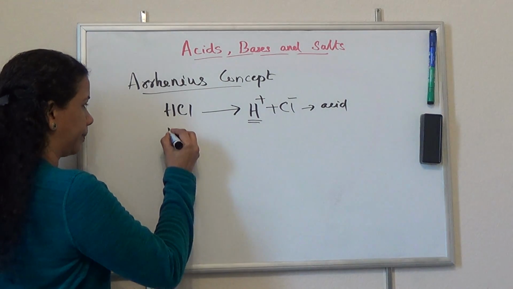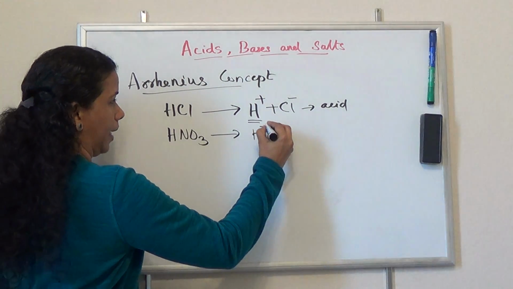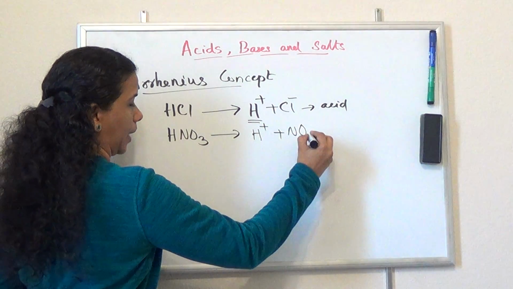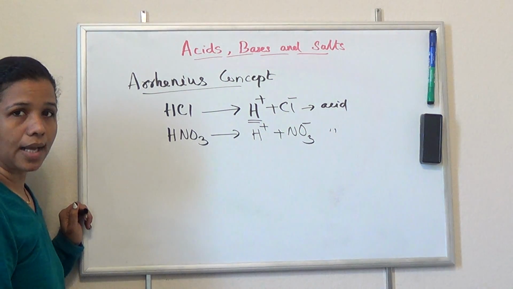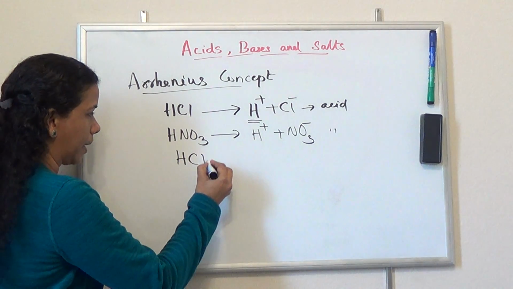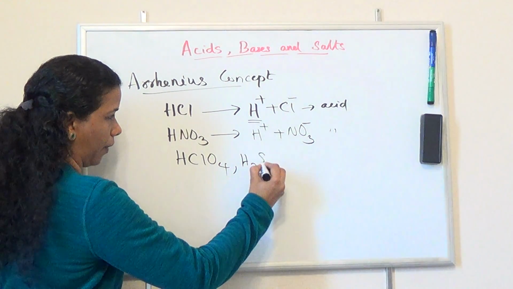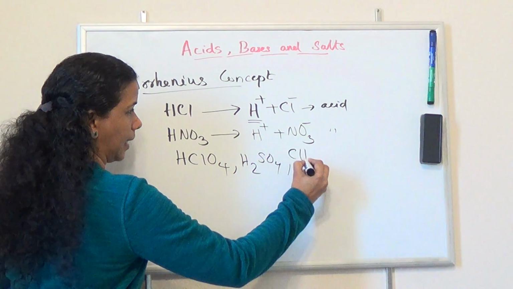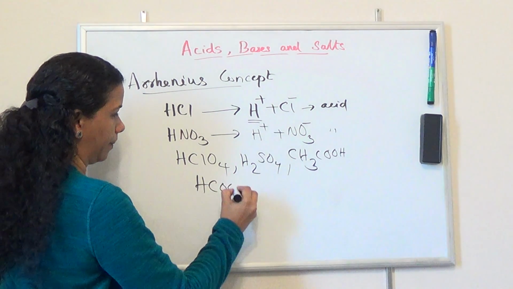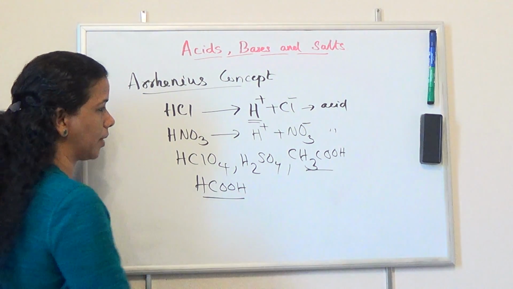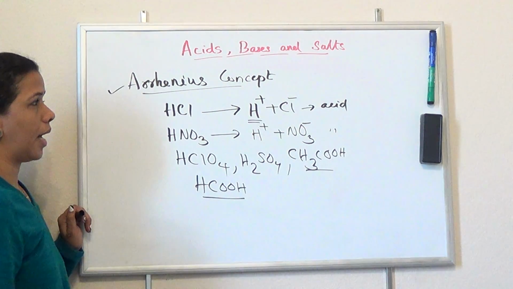Another example is HNO3. It also gives H plus ions on dissociation, and the NO3 minus ion. So this is also an example for acid. Or we can say perchloric acid, HClO4, or H2SO4, or acetic acid, or formic acid. These two are organic compounds. So all these are acids according to Arrhenius concept.